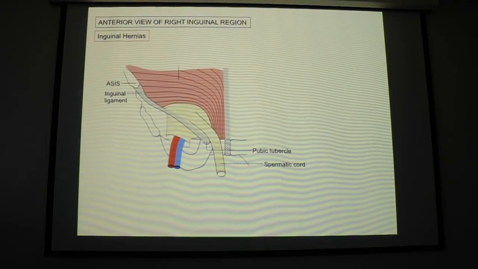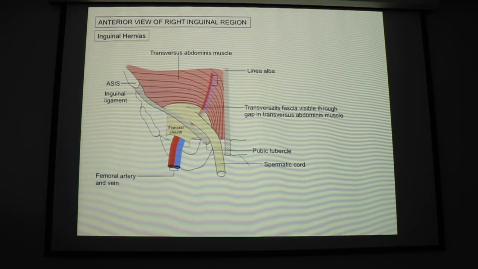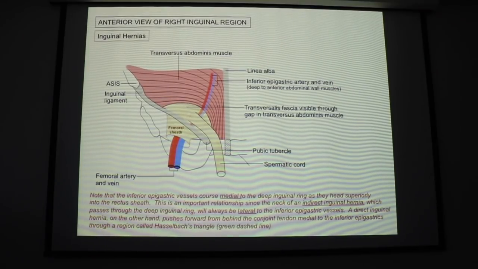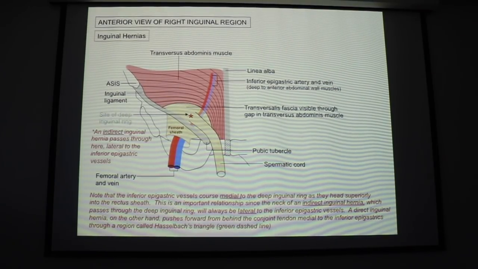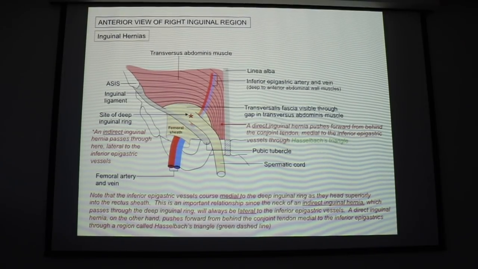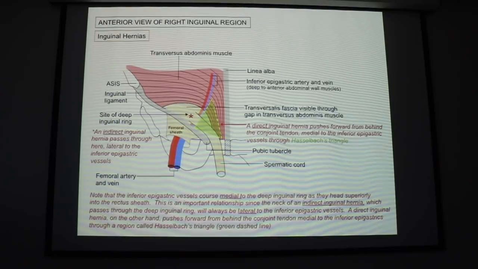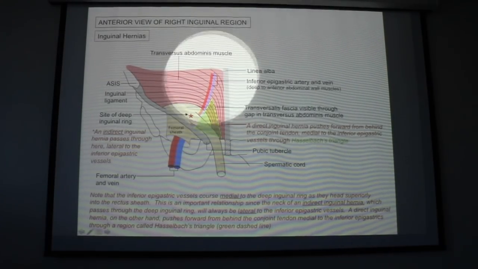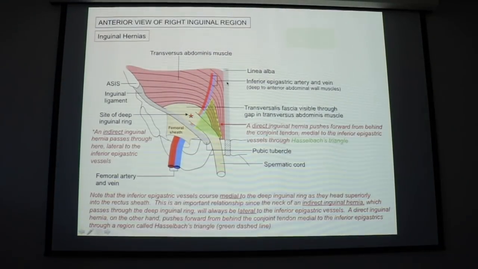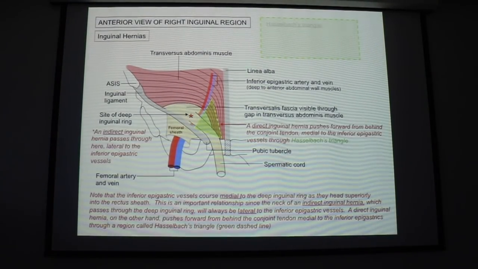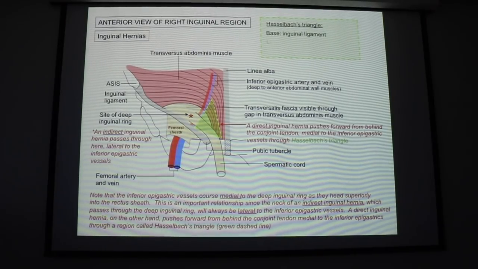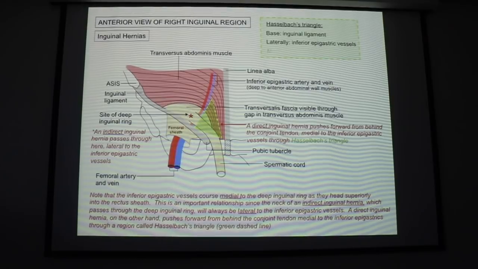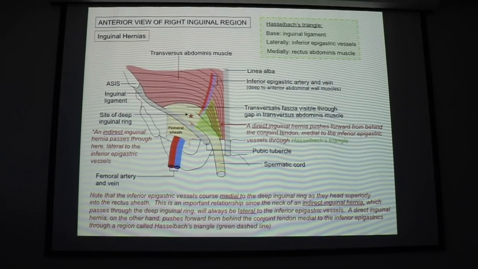This is just a description. Now, this slide is important. Why is it important? We did all this so far. We know the indirect hernia pathway. And this place, Hesselbach's triangle, what is that? This is Hesselbach's triangle. Who makes the base? Inguinal ligament. Laterally, what do we have? Inferior epigastric vessels. And medially you have rectus abdominis. You need to memorize that.